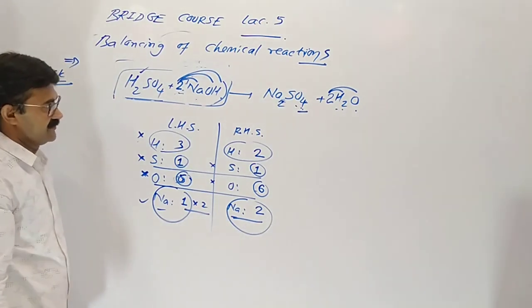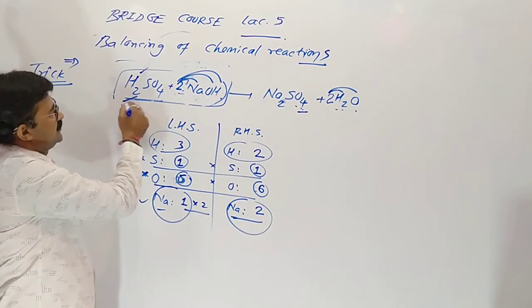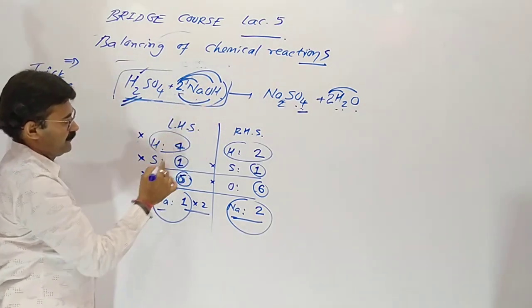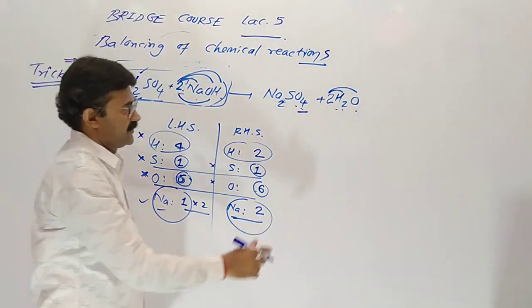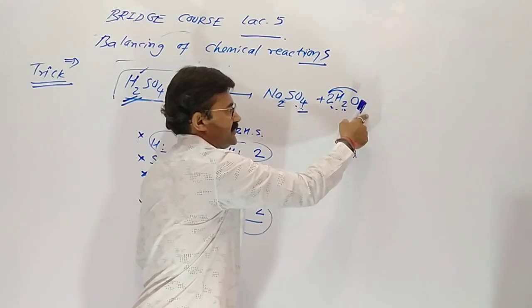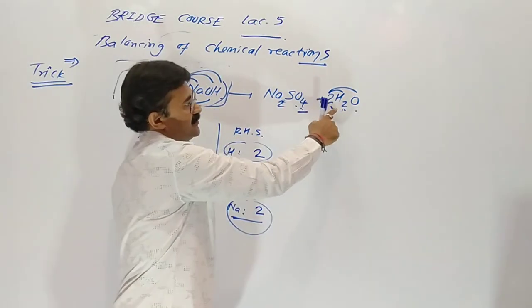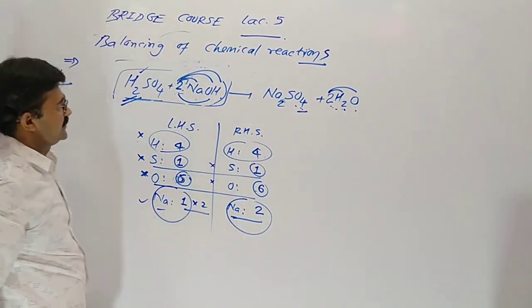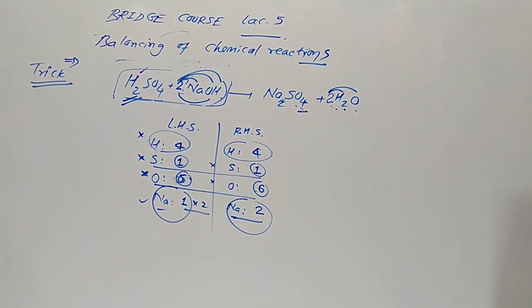Now hydrogen: 2 plus 2, 4. Here 2 multiplied to oxygen and 2 multiplied to hydrogen, so 2 twos are 4. So now this is our balanced reaction.